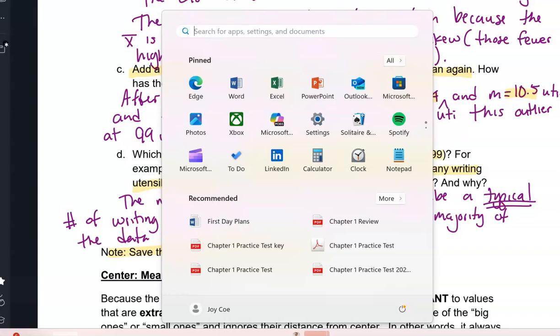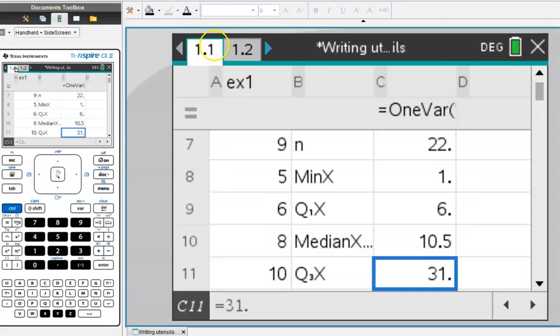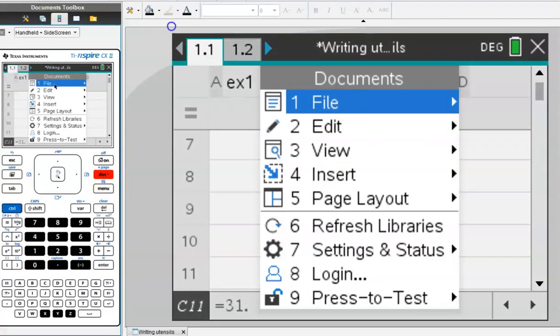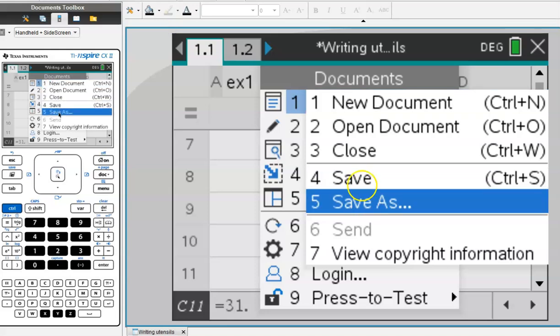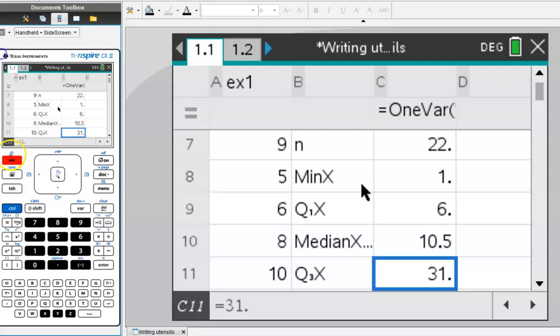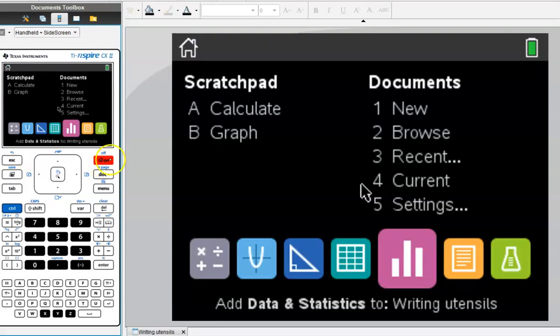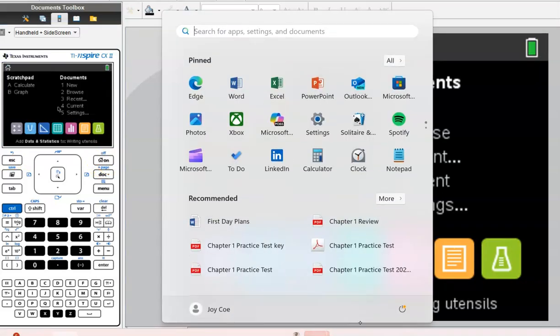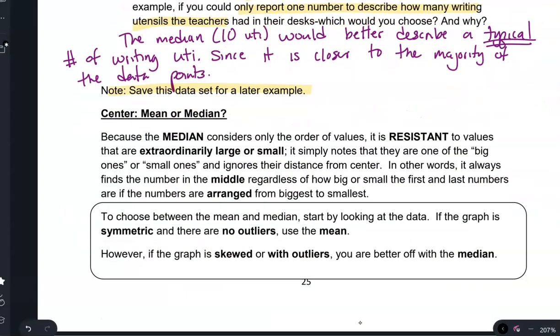So in your calculators, go ahead and press doc, file, and then either save or save as, either one. Take a second, do that right now. I'm not going to because I don't want to save the graph or the calculations, but go ahead and do that right now.